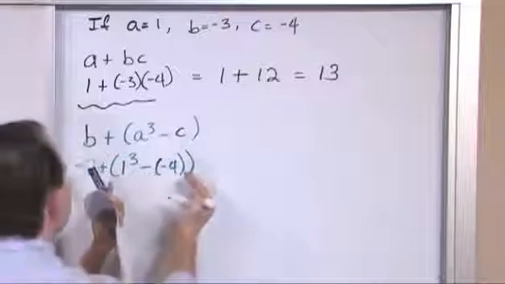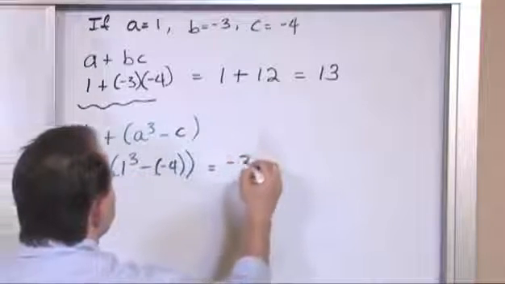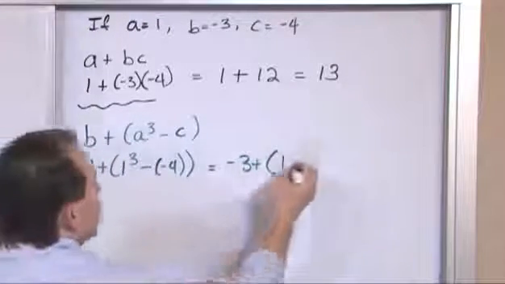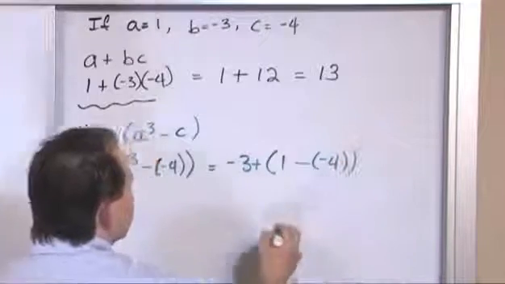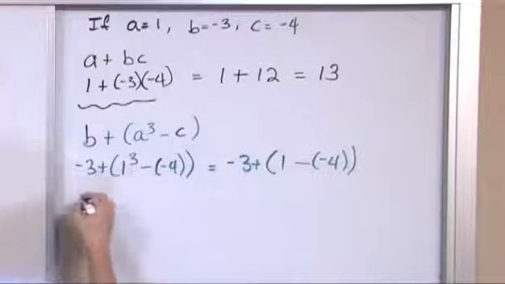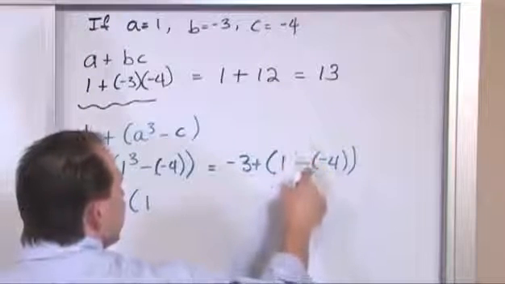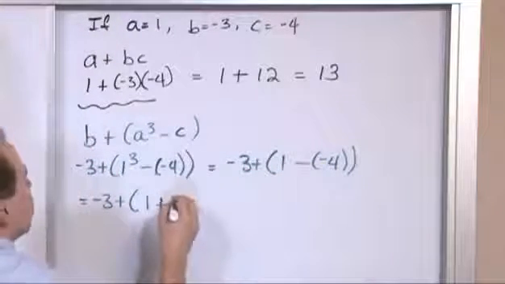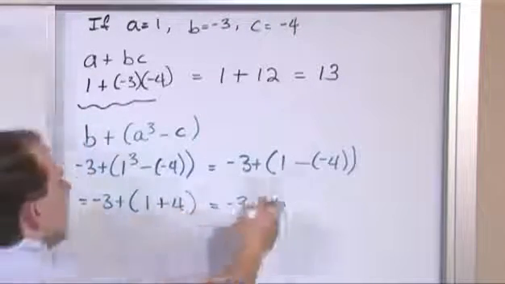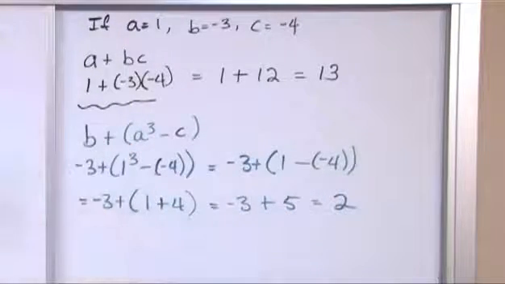Now we need to do what's inside the parentheses, right? So we'll have negative 3 plus, and then inside here, 1 cubed, just 1 times 1 times 1, is going to be 1. Now inside here, we can do this multiplication because multiplication comes next. Negative 1 from this implied 1 out here times negative 4 gives you positive 4. Inside these parentheses, you have negative 3 plus 1 plus 4, which is 5. Then negative 3 plus 5 is 2, and the answer is 2.